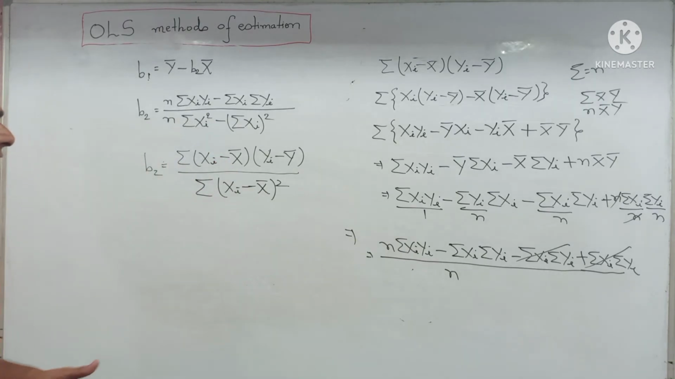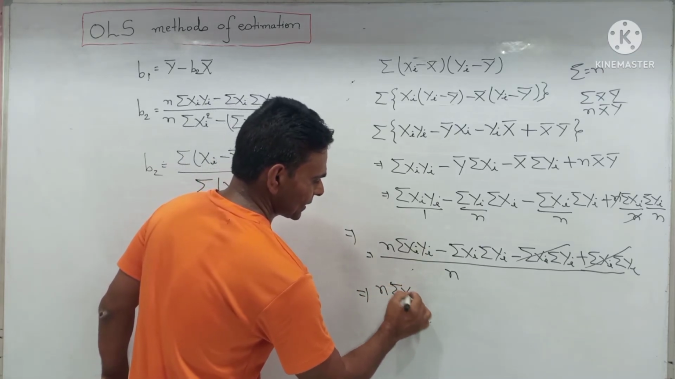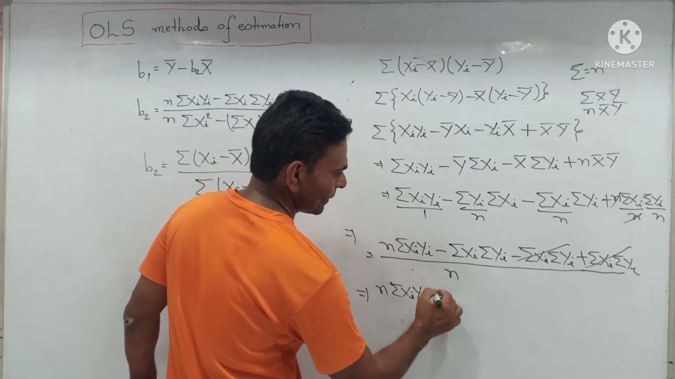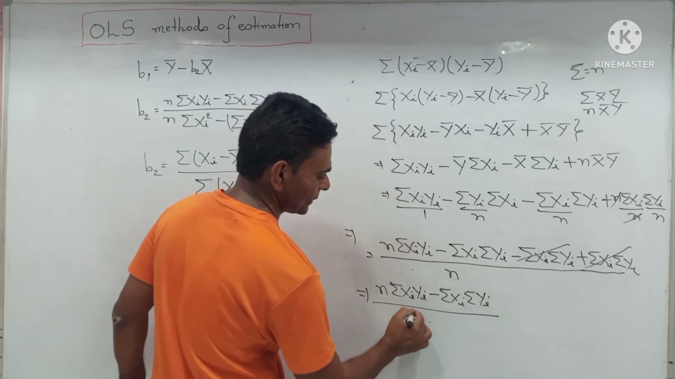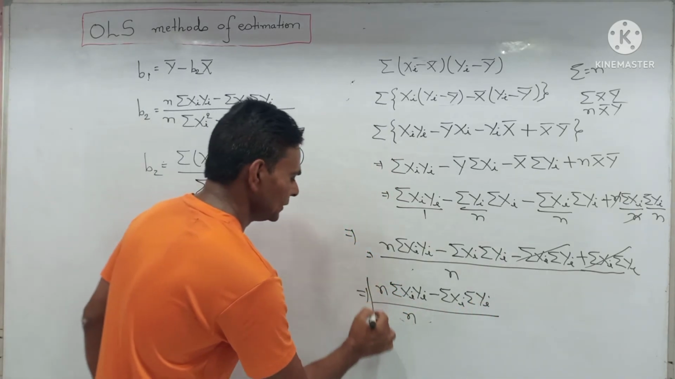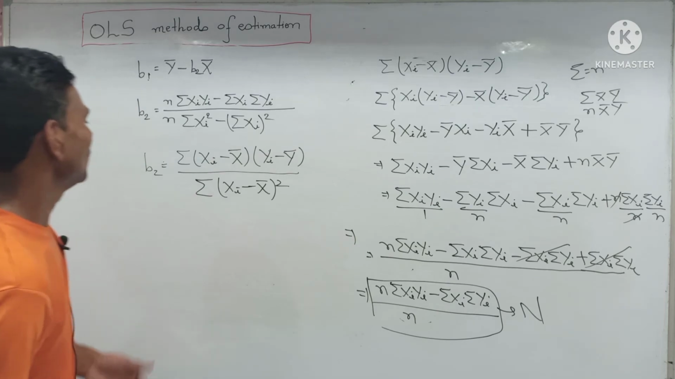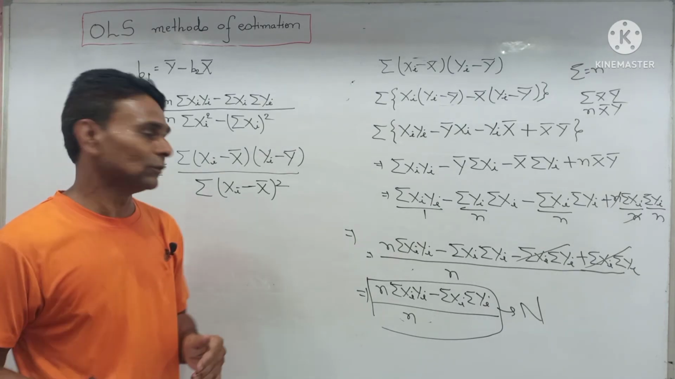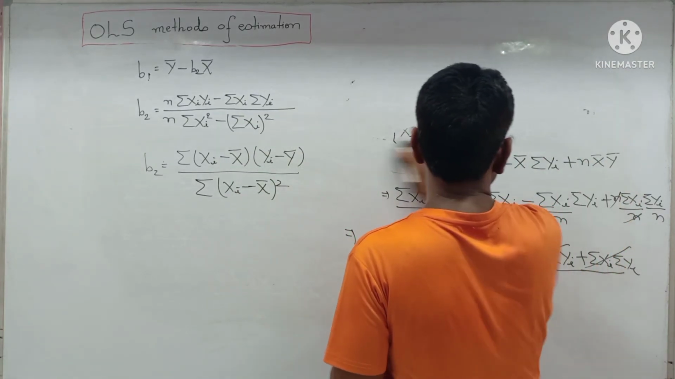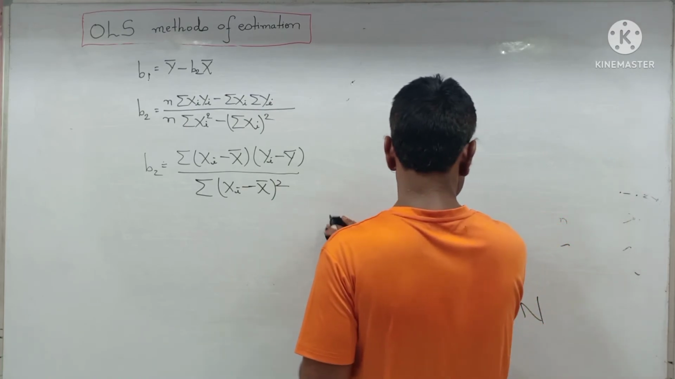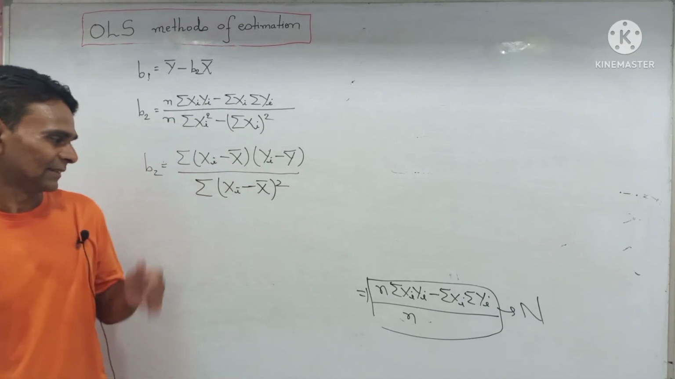Okay, the first thing we get here is n times summation of xi yi minus summation of xi times summation of yi, divided by n. This is the numerator part. Now we need the second part, the denominator part, the term available in the denominator. Only then will we be able to cancel n, since both parts have n.